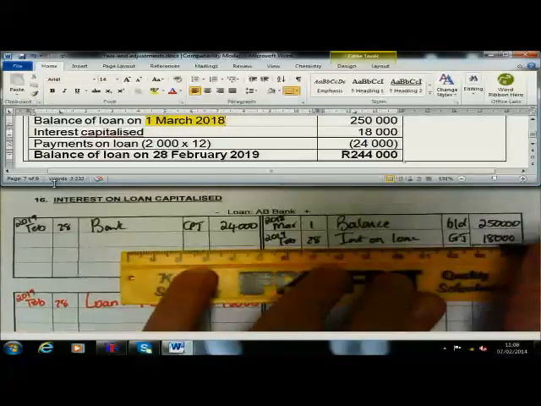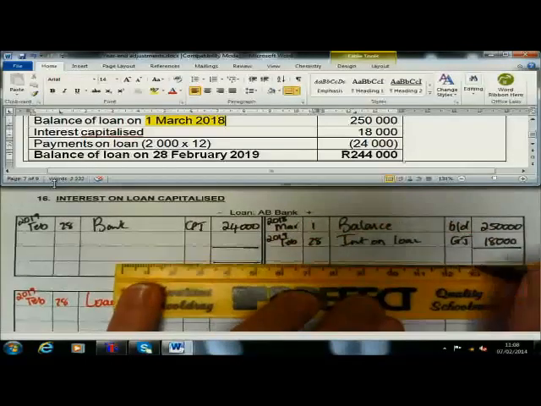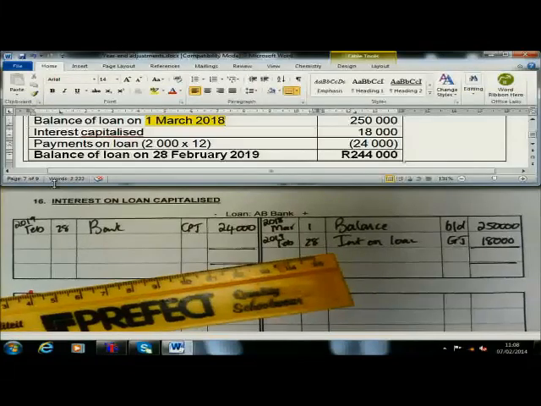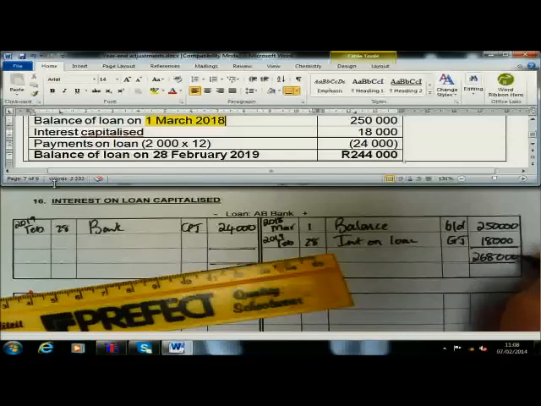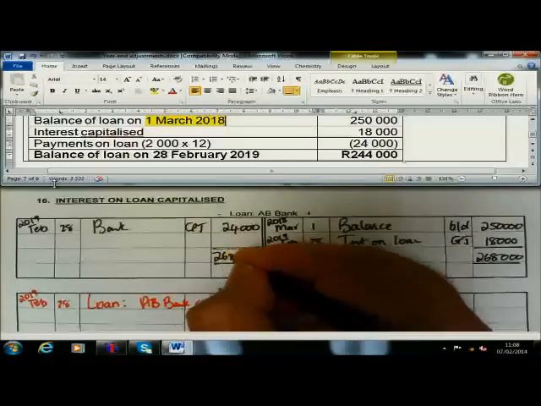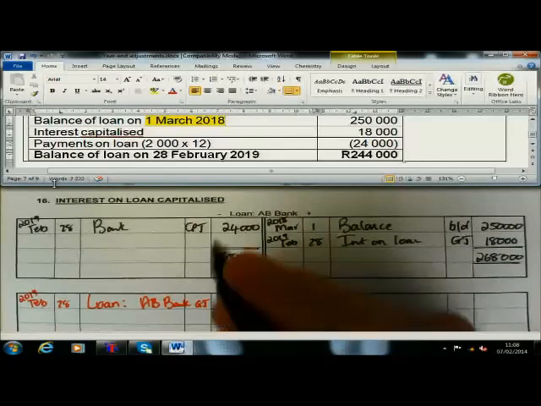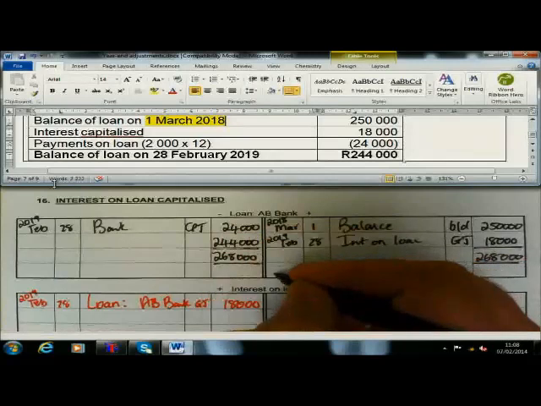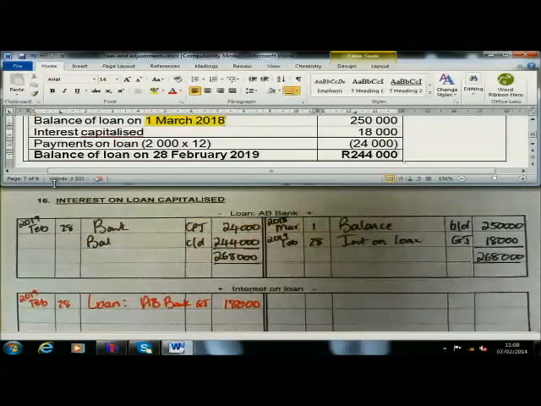So when you receive the loan statement, they are going to put a question mark in there. Don't worry. It is 250,000 plus the 18 that we capitalized. That gives us 268. 268,000 minus 24,000 gives us 244,000, and that is your new balance carried down.